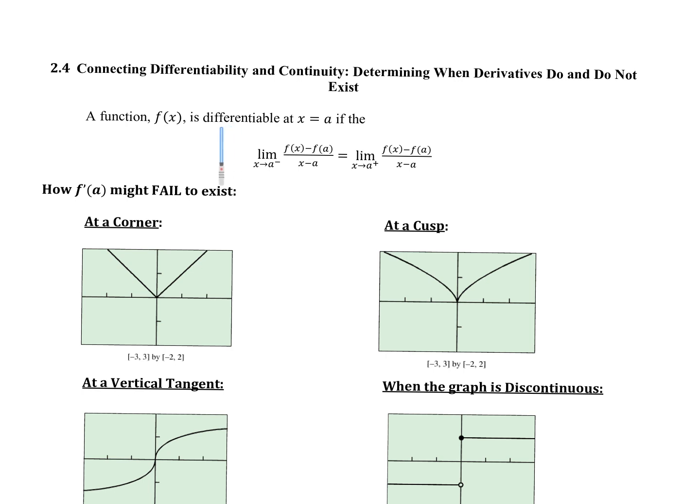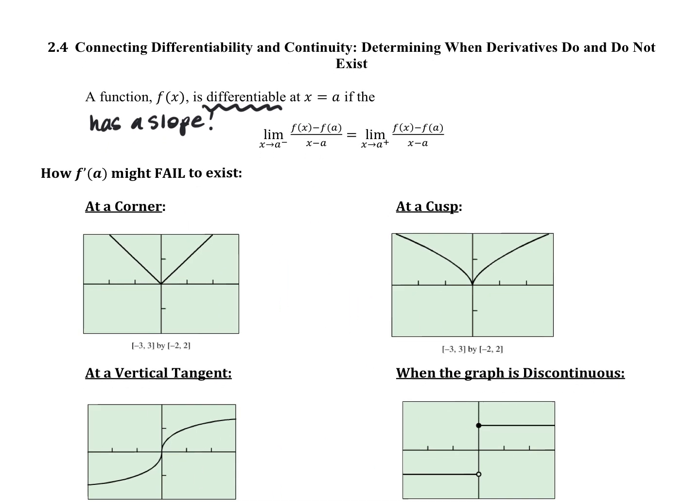A function is differentiable at x equals a if blah, blah, blah. Here's what it is. Differentiable just means has a slope. Differentiable comes from the word derivative. Okay? A function has a derivative, is differentiable if, I'm actually going to come back to this. Let's talk about these 4 things first. Let's talk about what makes something have a slope.